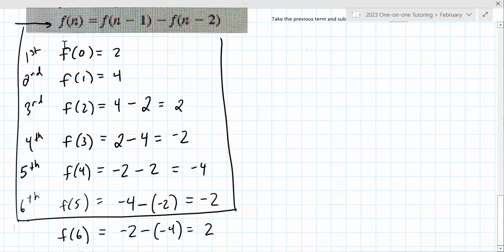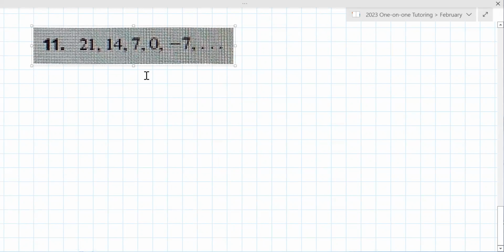All right, if that's clear, we can move on to number 11. Okay. So I think numbers 11, 13, and 15 are really tough because they're not really mathy. They're pattern based. You have to determine the recursive rule, and you have to look at this as, how do I get to 14 from 21? Basically, how do I use the previous number to get to the next one?